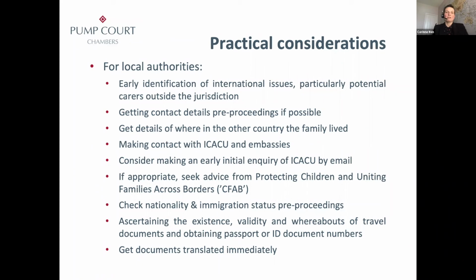Getting details of where in the other country the family lived. If you make a request of ICACU, they ask for the address where the family last lived in the other country, because it helps speed up matters. Consider making an early initial inquiry of Hague by email if you're not entirely sure about what the arrangements are going to be for assessment of family members, for instance. And it's probably worth considering getting in touch with CFAB as well.